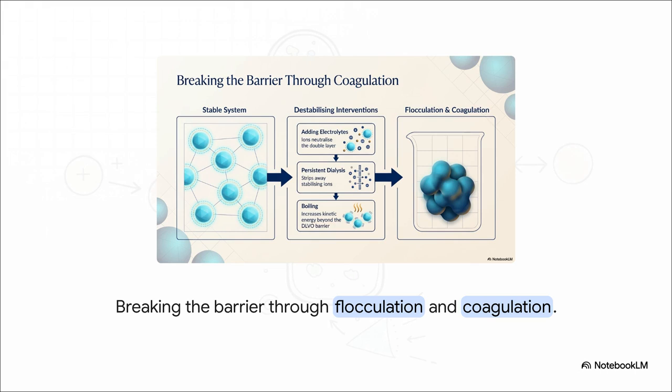Without the double layer pushing them apart, the particles finally succumb to those van der Waals attractive forces. They stick together, forming larger and larger clumps in a process called flocculation, which eventually leads to complete coagulation. Ultimately, those discrete, invisible particles collapse into a massive bulk solid at the bottom of the beaker. The unique colloidal state is officially destroyed.